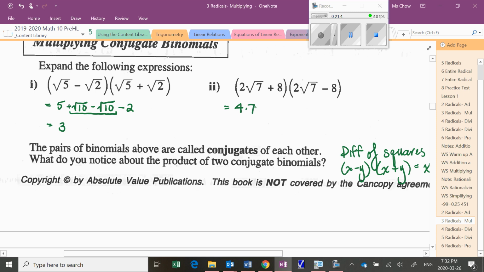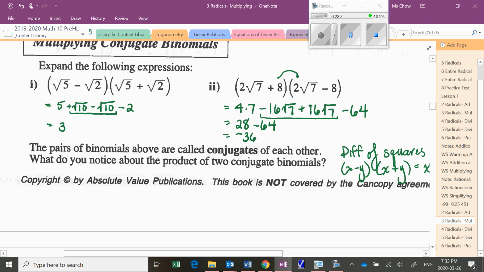So we've got 4 times 7. And then our outside is minus 16 root 7, and our inside right here is going to be plus 16 root 7. And then positive 8 times negative 8 is minus 64. So we're looking at essentially 28. And then negative 16 root 7 plus 16 root 7, again, those are opposites, so they make 0. So we can leave that out. So it's 28 minus 64, which is simply then negative 36.